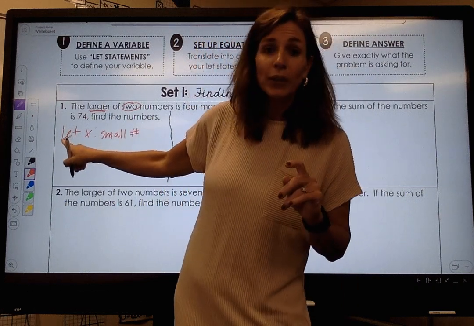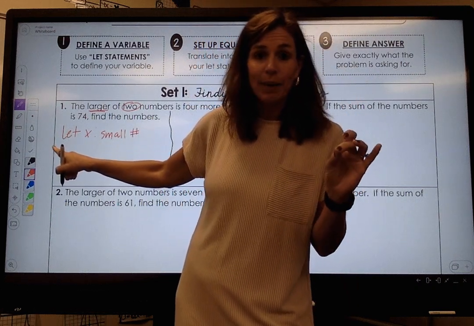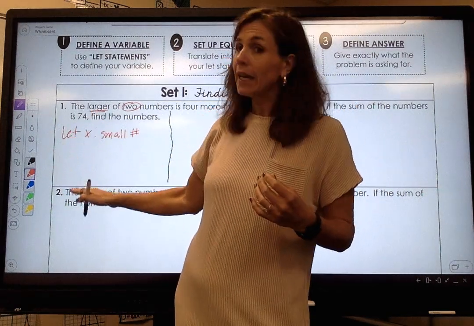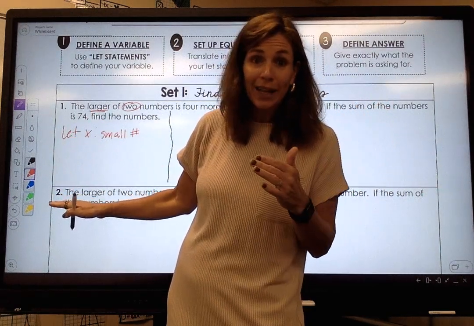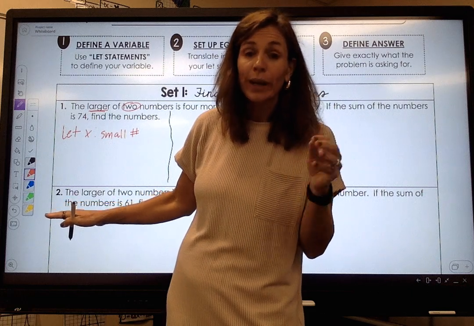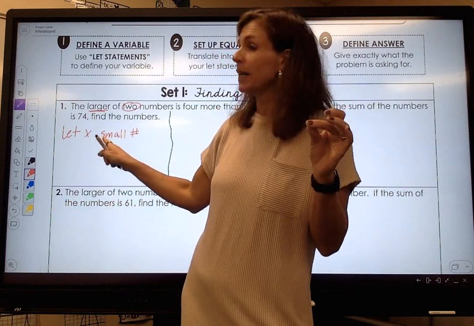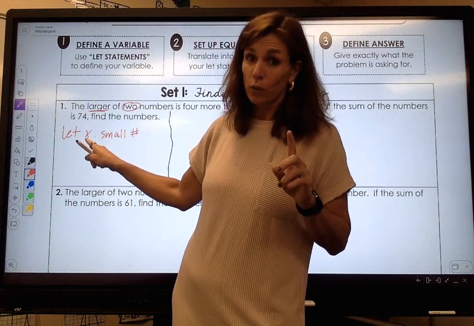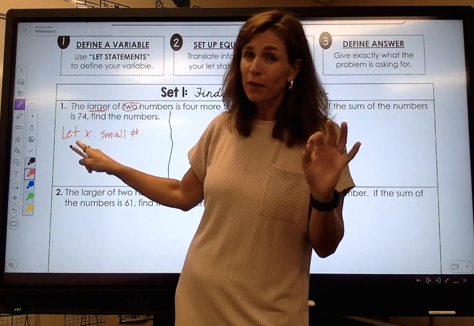Yes, do you have to put let? It is a let statement. You are identifying your variable. So be very careful how you write this. Don't just put x equals small number. That's not what we're doing. We're letting x be the small number. Notice there's no equation sign. It's separated by a colon, okay? So very specific in the formatting.